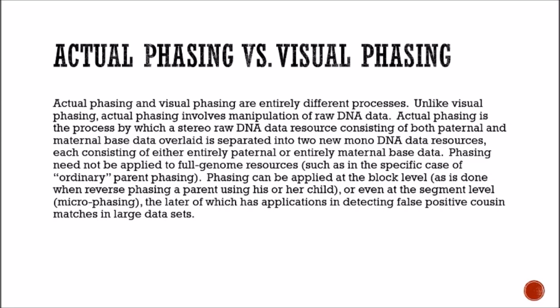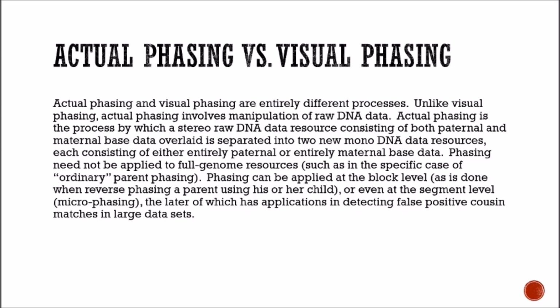Okay, so actual phasing is a process by which a stereo raw DNA resource consisting of both paternal and maternal base data overlaid is separated into two new mono DNA resources, each consisting of either entirely paternal or entirely maternal base data. And note that I said DNA resources. I didn't say DNA kits, because it doesn't have to be an entire genome, an entire DNA kit that you phase. Phasing need not be applied to full genome resources, such as the specific case of ordinary parent phasing, where you take the entire genome of a child and you subtract out the genome of a mother and you reconstruct the father. You're looking at a full genome type of resource. By full genome, I mean coverage. I don't mean that they actually tested every single base pair in the genome.